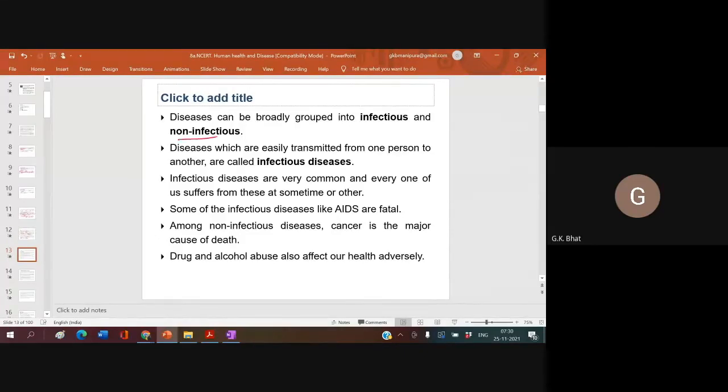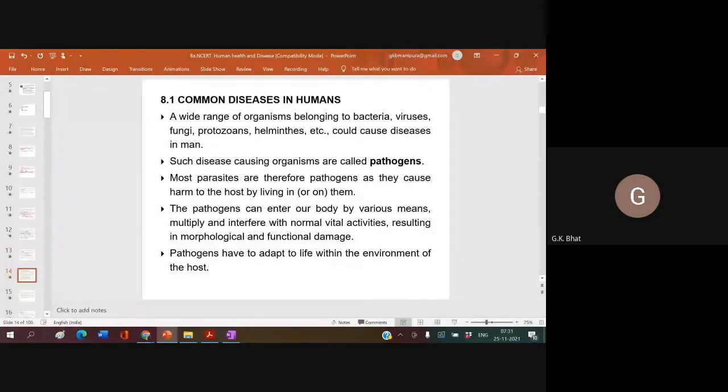Diseases which are easily transmitted from one person to another are called infectious diseases. Infectious diseases are very common, and every one of us suffers from these at some time or the other. Some infectious diseases like AIDS are very dangerous, fatal, life-taking. Among non-infectious diseases, cancer is the major cause of death. AIDS is an infectious disease. Drug and alcohol abuse also affect our health adversely, right? I am going to take up these common diseases in humans in my evening class.